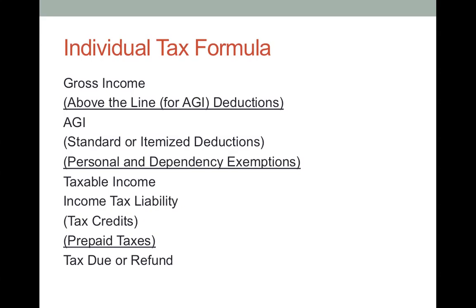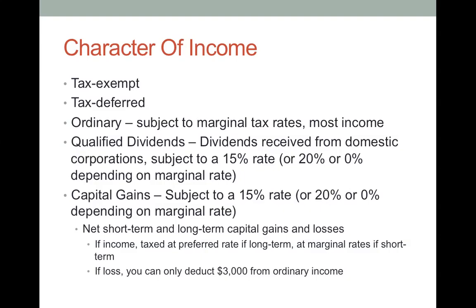Hopefully for Chapter 4, if you didn't use this formula, if you go through the solution, I put the solution based on using this formula, and hopefully, if you review it, you might see that it could be helpful to use the formula on the exam. We talked about character of income in Chapter 4. So tax exempt, we'll talk about for Chapter 5. Don't worry about tax deferred income. There's not going to be any questions about tax deferred income on the exam.